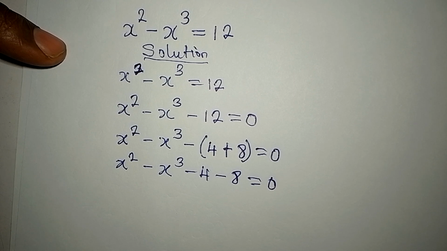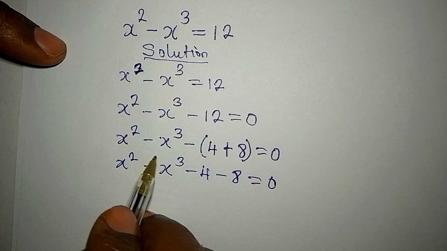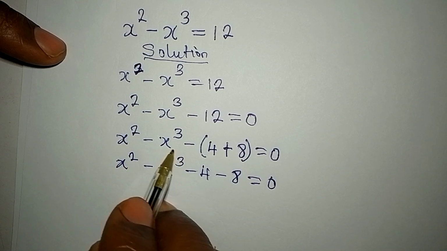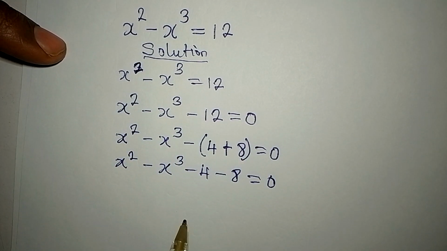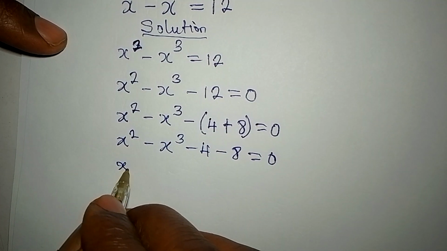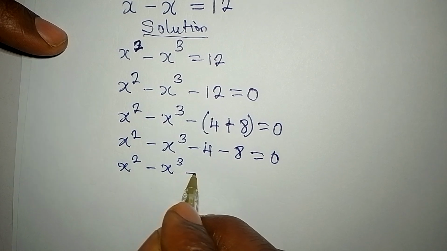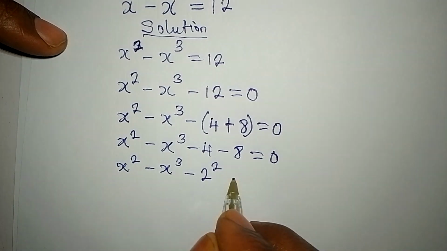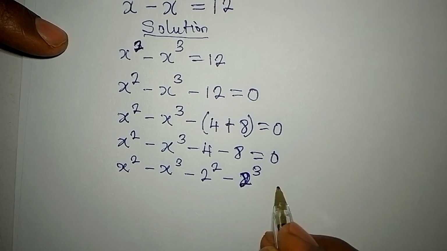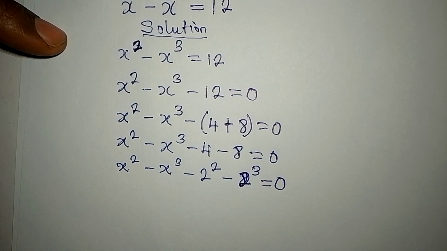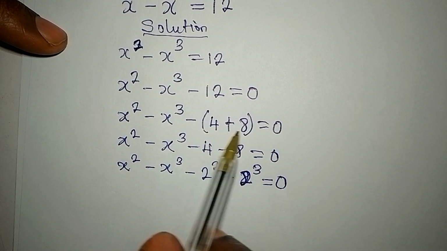I know some persons will be asking, why did I use 4 plus 8 for 12? I was looking at what I had on this side, so I needed to arrange it this way so it can be in this form. So we're having x to the power of 2 minus x to the power of 3 minus 2 to the power of 2 minus 8, and 8 is 2 to the power of 3, and this is equal to 0. So now you can see the reason I used 4 and 8.